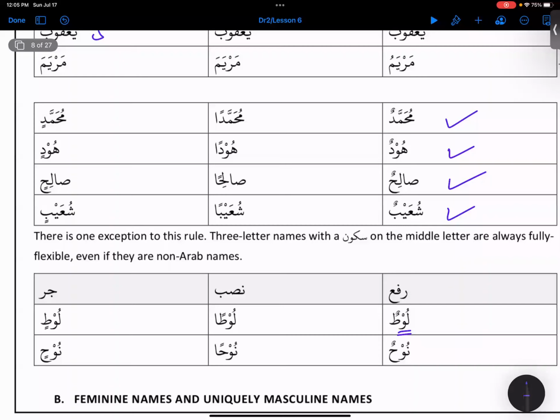So Lutun, Lutan, and Lutin. This is not an Arab name. But since it has three root letters, Lam, Waw, and Ta, and the Waw has sukoon, the middle root letter has sukoon, that makes it fully flexible. So now we can say lutin, and it is taking tanween, subhanallah. We see that in Quran Pak. Even the word Nuh, noon, waw, and ha, these are the three root letters, and the waw, the middle root letter, has sukoon. So that makes it fully flexible. Nuhun, nuhan, and nuhin. Alhamdulillah. Is it clear?